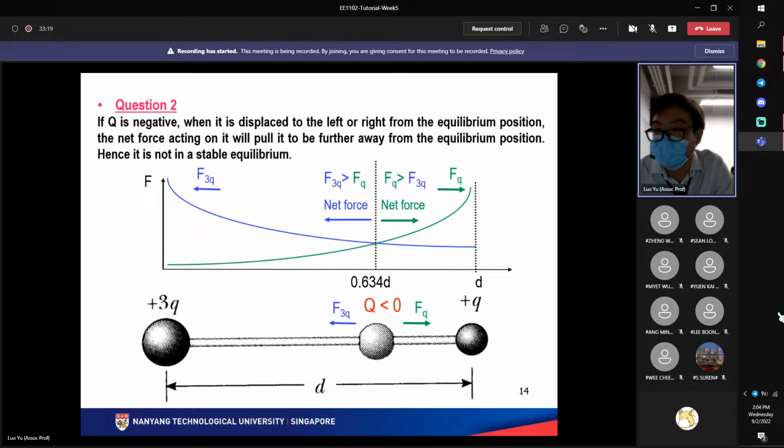So I should put this on the right: FQ larger than F3Q, so net force on the right. On the left, F3Q larger than FQ, so net force on the left. So on both sides, the net force tries to push the particle further away from the equilibrium point. So it's unstable.